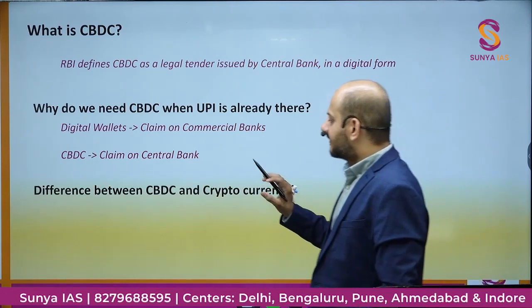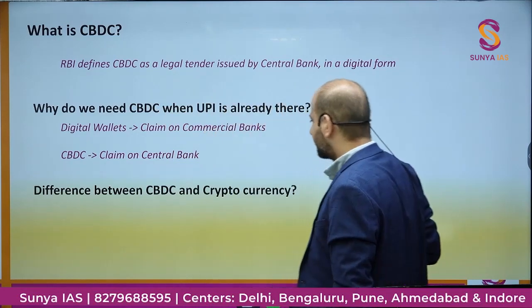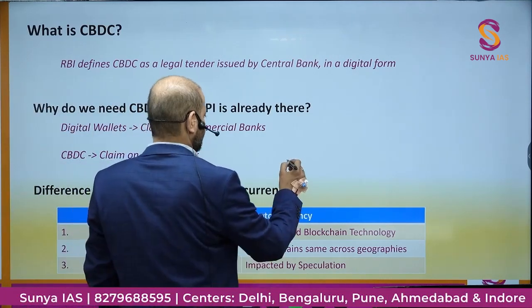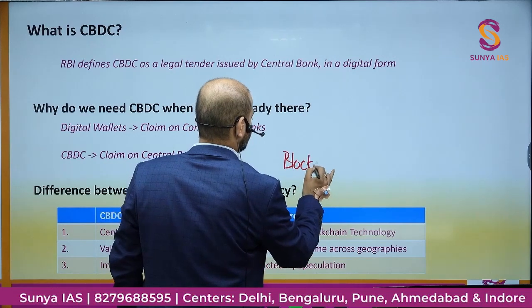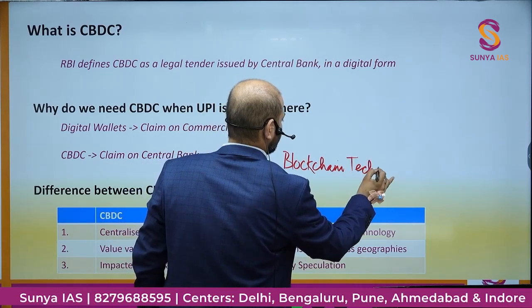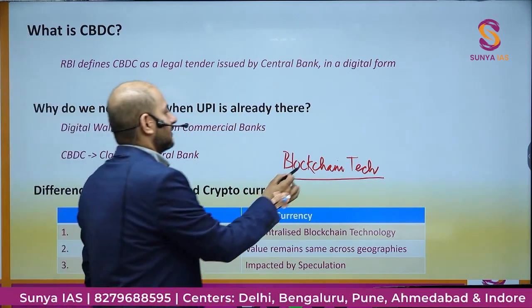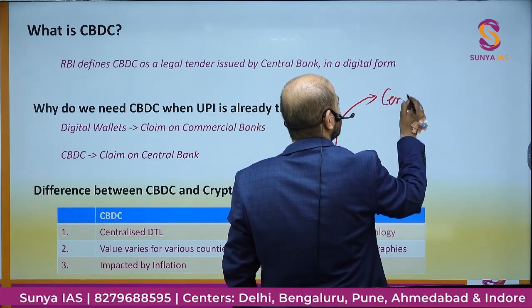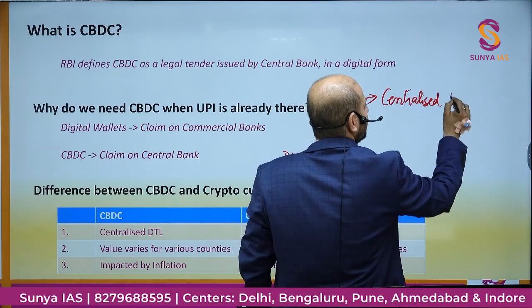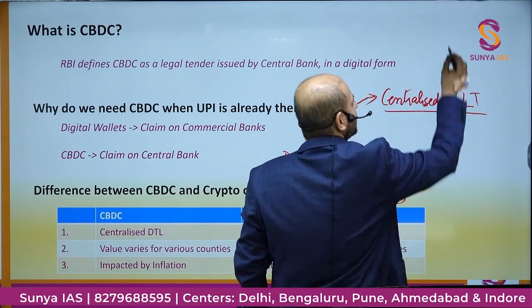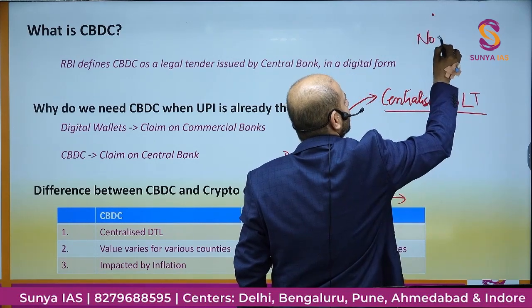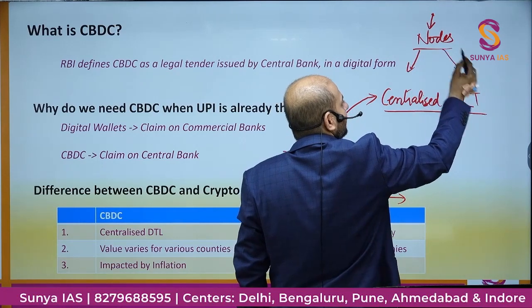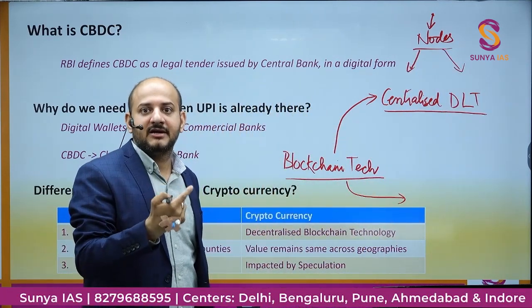Now let's understand what's the difference between CBDC and cryptocurrency. Basically, both of them are made up of blockchain technology. Blockchain technology can be of two types. One is centralized distributed ledger technology. Distributed ledger technology means that various nodes are there for the transaction, and it will have a central aspect, but it will be based on the algorithms generated by the blockchain.